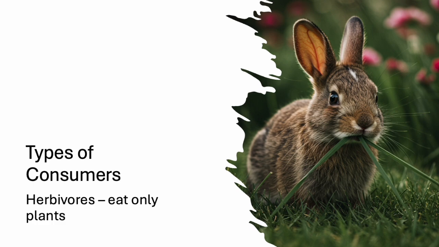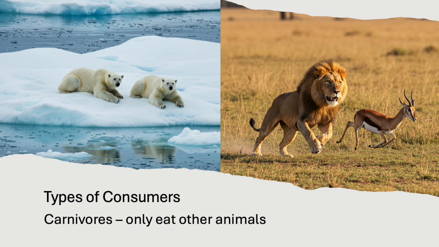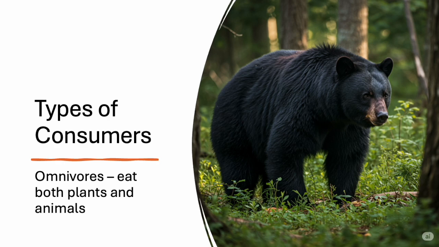Herbivores are animals that only eat plants. Carnivores are animals that only eat other animals. Omnivores are animals that eat both plants and animals.